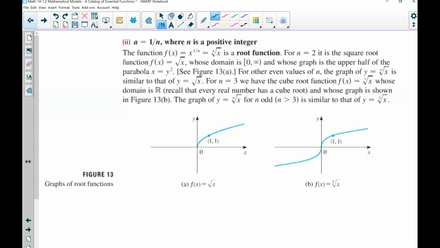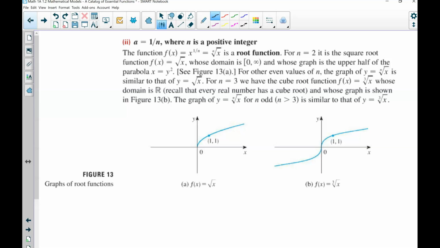Okay, our next case is when a is equal to 1 over n, where n is a positive integer. The function f of x equals x to the 1 over n, which is the same as the nth root of x, is the root function. So for n equal to 2, it is the square root function, f of x equals the square root of x, whose domain includes 0 all the way to infinity, and whose graph is the upper half of the parabola x equals y squared.